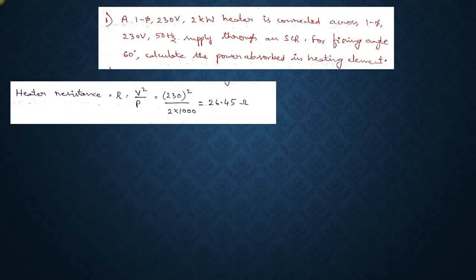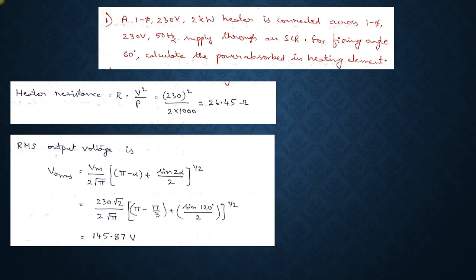Resistance can be calculated by using the rating of the element. The rating of the element is 230 volt and 2 kilowatt. So R is V square by P, where 230 is the V and it is divided by 2 into 1000, which is 2 kilowatt. Based on the rating of the heater, we find the resistance. Once we get the resistance, that is 26.45 ohm, we go ahead with the calculation of V naught RMS, the RMS output voltage.